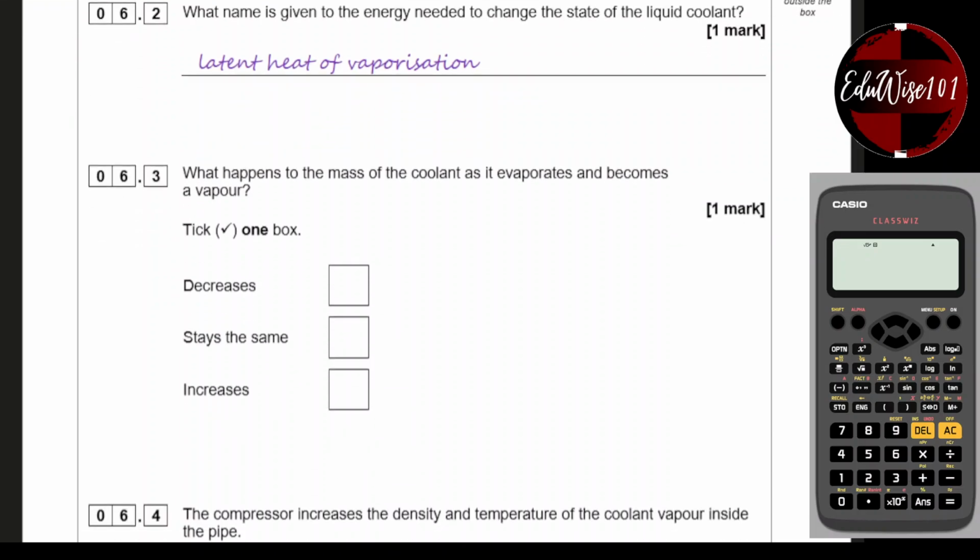What happens to the mass of the coolant as it evaporates and becomes a vapor? Now, when it evaporates and becomes a vapor, it's a physical change. So the mass is not going to be affected. So the mass stays the same.